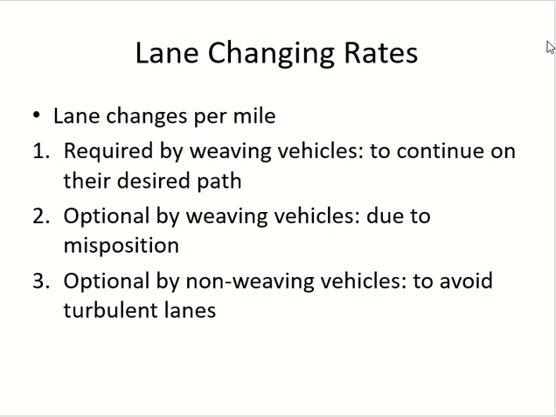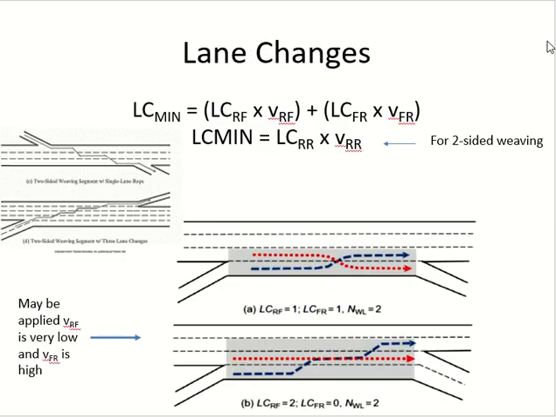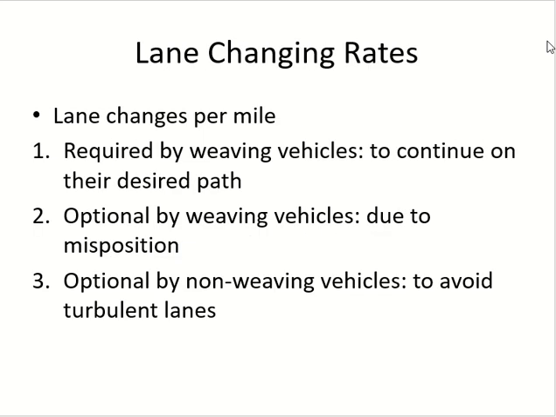Required: people who have to make the lane change, otherwise they cannot continue on their trip. People who are weaving but are in the wrong lane, so they will make extra lane changes. People who are just trying to avoid other people. Clear? Three types of lane changes. We already calculated the first one, the required lane changes. Then the 2 optional.